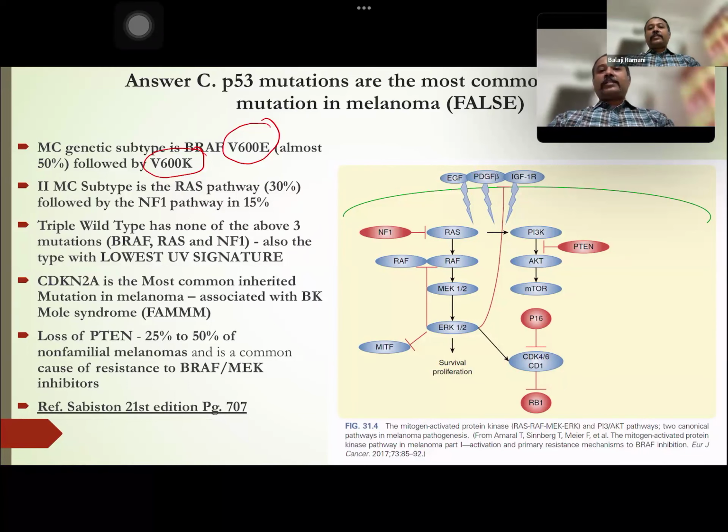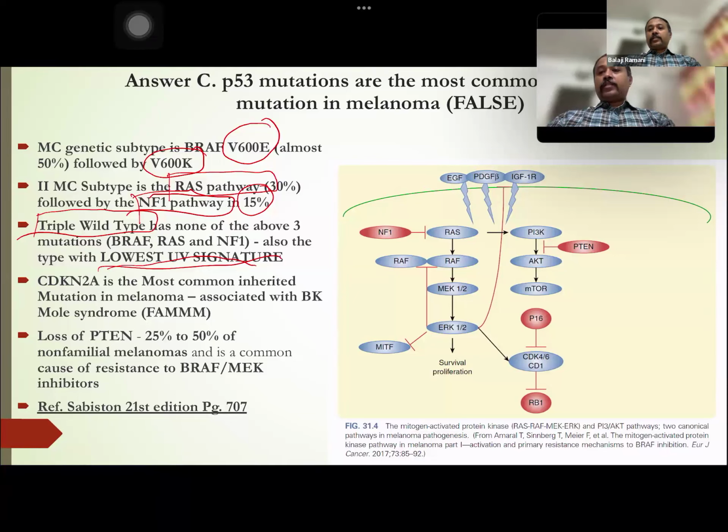Pathway wise, the second most common subtype is going to be the RAS pathway. So RAS and RAF. BRAF will come first, and then you have the RAS pathway. And then you have your NF1 pathway, which is implicated in around 15%. When you have something like triple negative, the same way you have your triple wild type, meaning all three mutations are not found. This is the type which has the lowest UV signature as well. The RAS, RAF pathway and the NF1 pathway are affected by the UV signature.